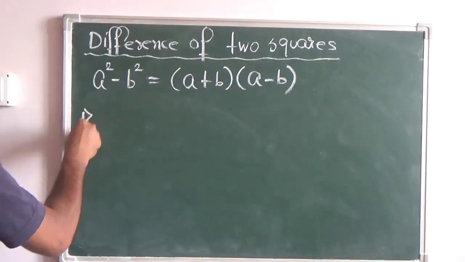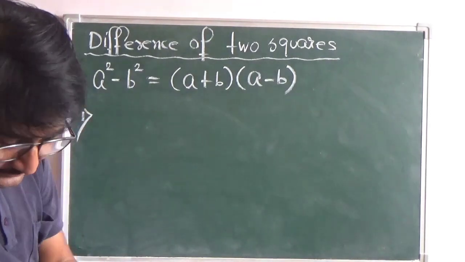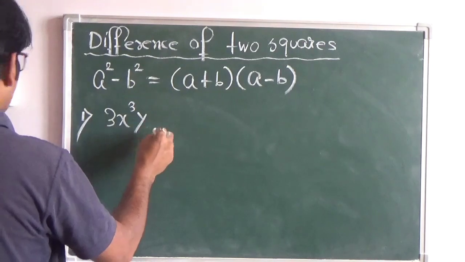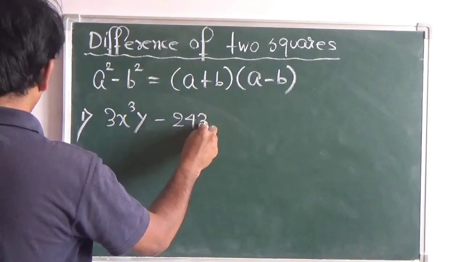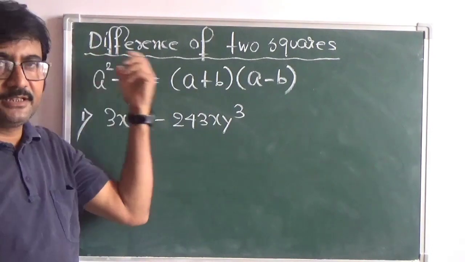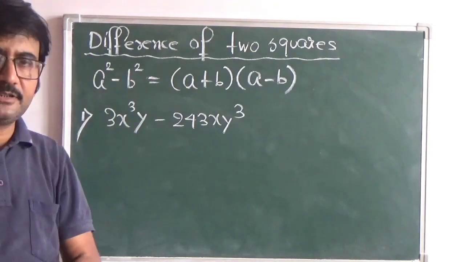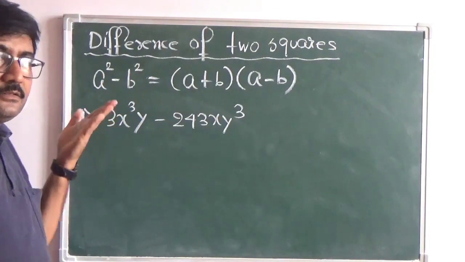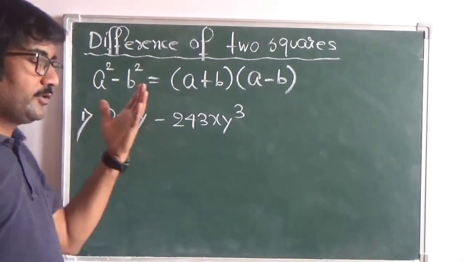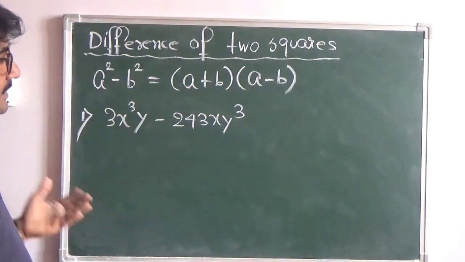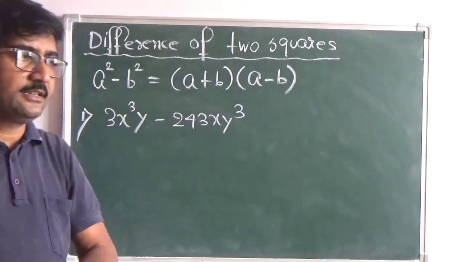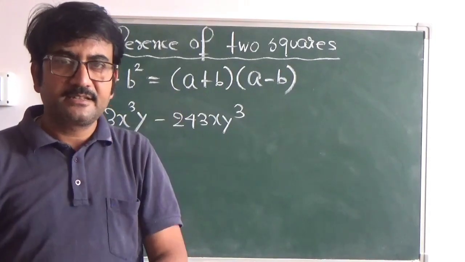Question number 1. It is 3x cube y minus 243xy cube. Now before we use this particular method of the difference of the squares of two numbers, again we have to move back to the method with the help of which we just solved the problem. That is, first you have to take common here, because you cannot factorize this directly. You need to first take common, and whatever is left inside the brackets has to be factorized.